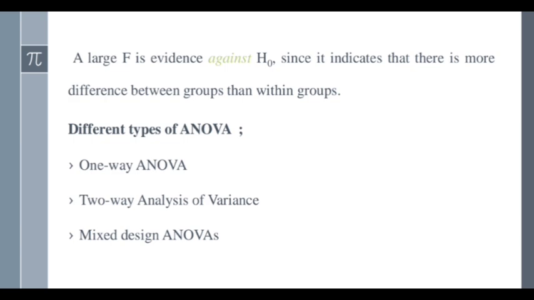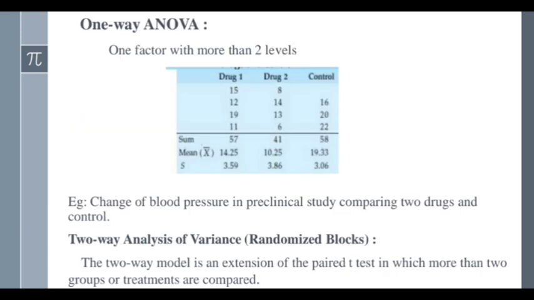Different types of ANOVA: one-way ANOVA, two-way ANOVA, and mixed design ANOVA. One-way ANOVA has only one factor with more than two levels. Example, change of blood pressure in a preclinical study comparing two drugs under control. So, in one-way ANOVA, only one factor is used.